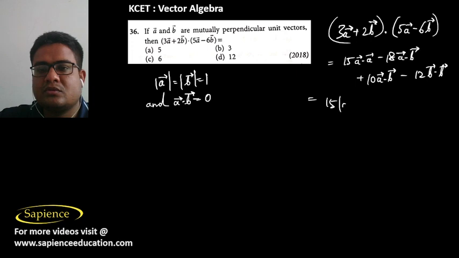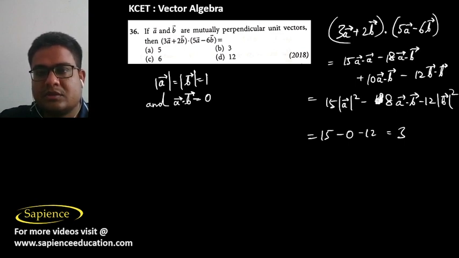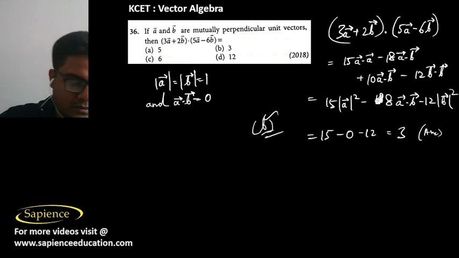This will be 15 into magnitude of A squared, minus 18 plus 10, that is minus 8, A dot B, minus 12 into magnitude of B square. This will be 15 minus 0 minus 12. 15 minus 12 is 3. So option B is the correct answer.